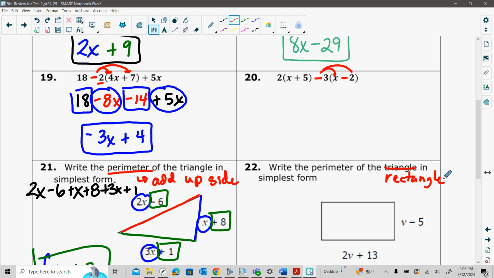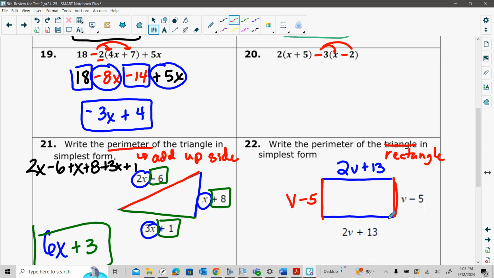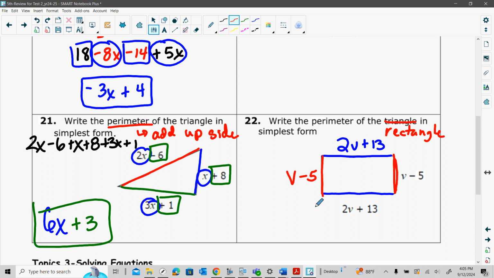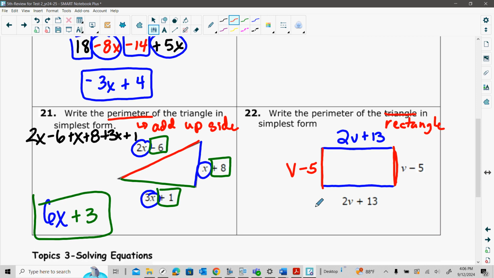So perimeter is adding up the sides, kind of like we did on 21. We need to remember in a rectangle, opposite sides are congruent. So this is still 2v plus 13. And over here, this side is opposite v minus 5, so over here would be v minus 5. So we just need you to combine your like terms, your v's, and combine your constants, your numbers here. Don't forget about those signs to make sure you simplify correctly.